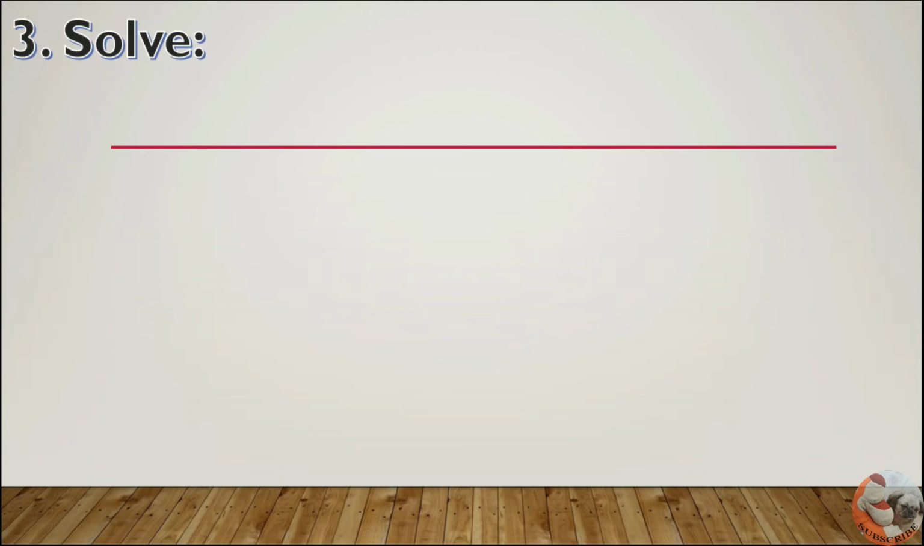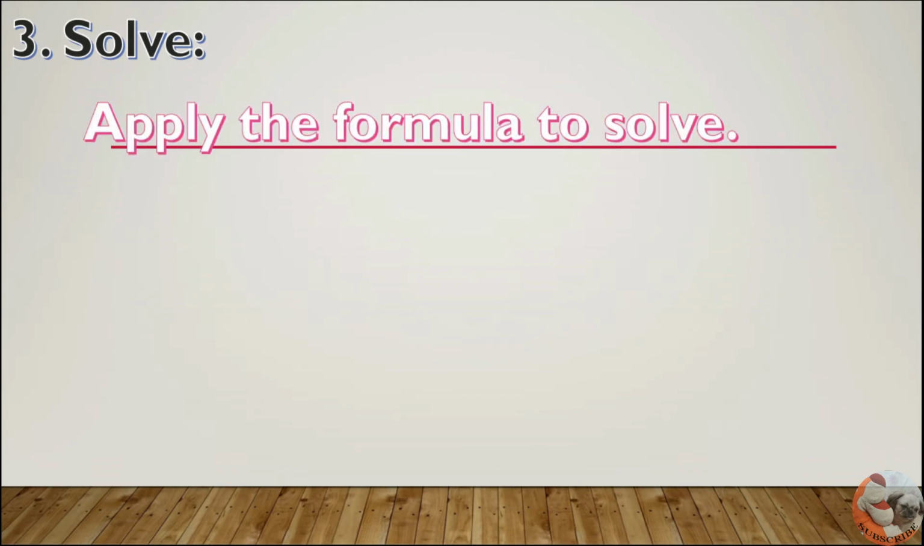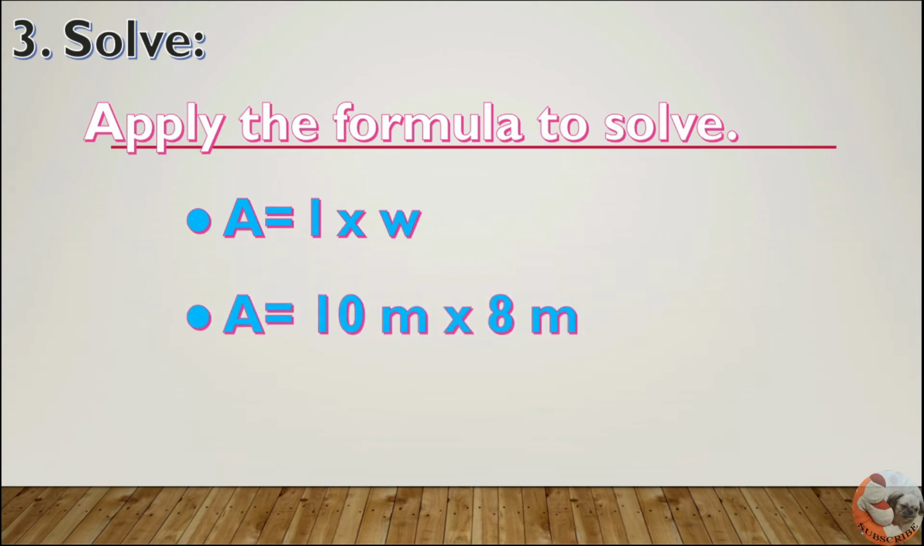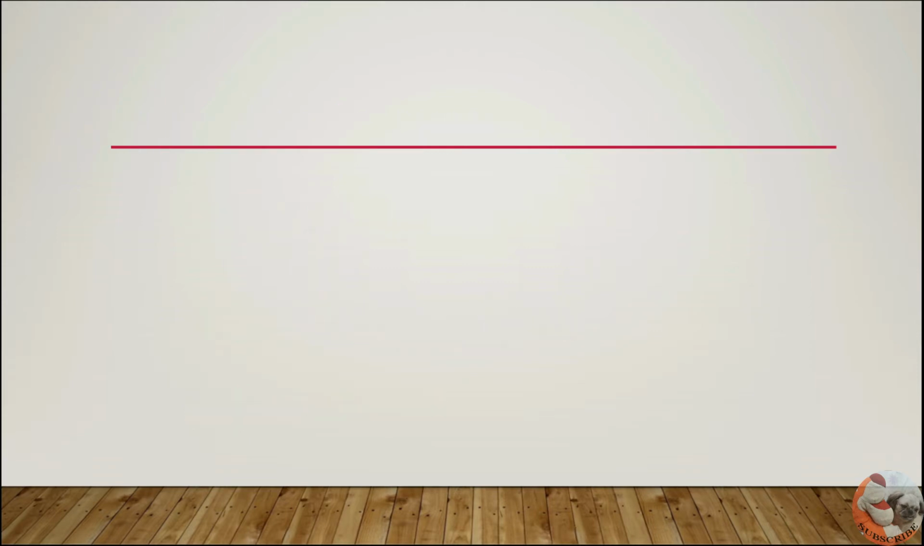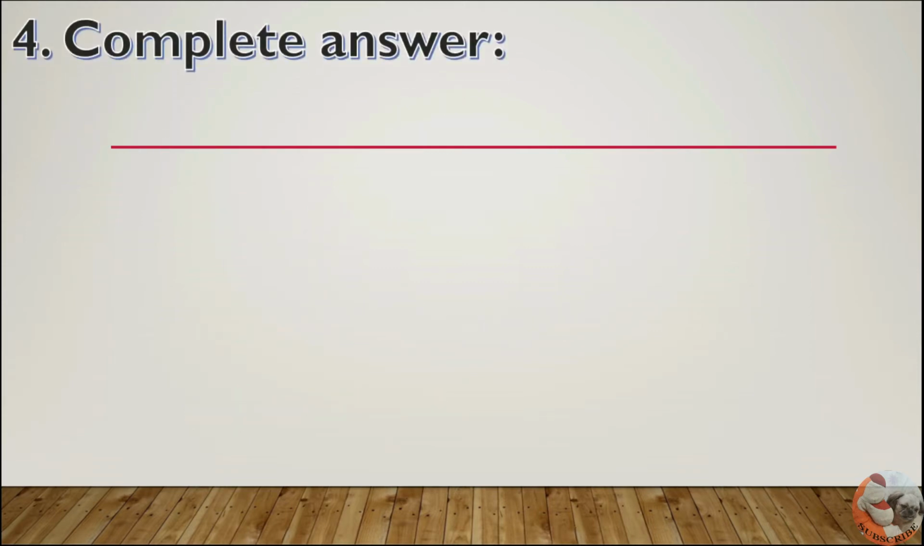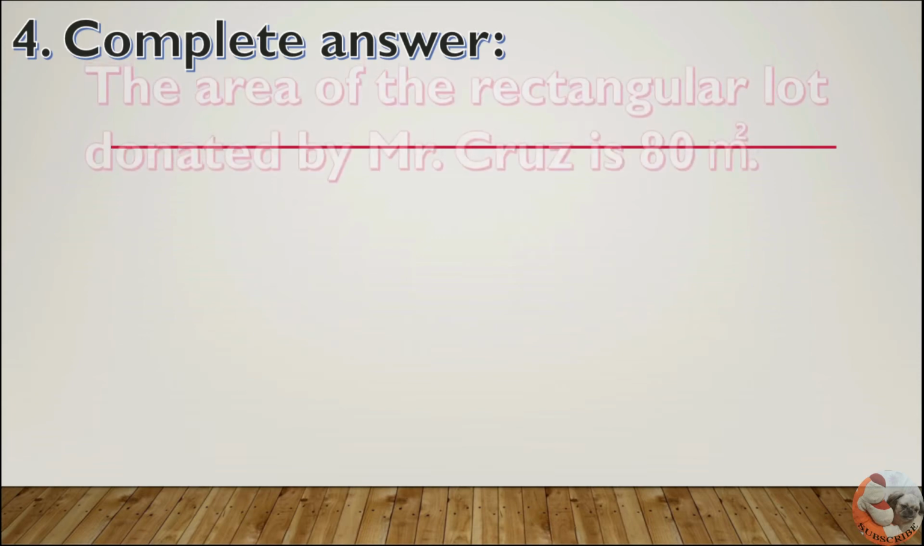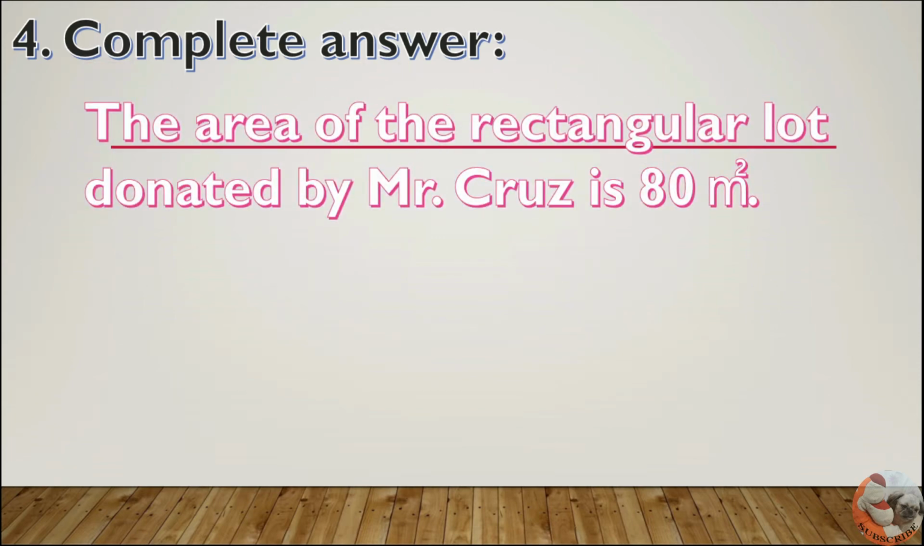Number 3, solve. Apply the formula to solve. From the formula, A = L × W. A = 10 meters × 8 meters. So the area is equal to 80 square meters. Number 4, complete answer. The area of the rectangular lot donated by Mr. Cruz is 80 square meters.